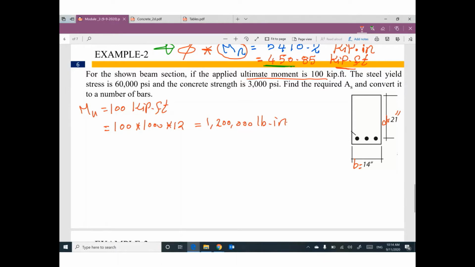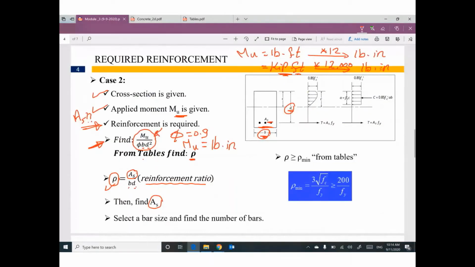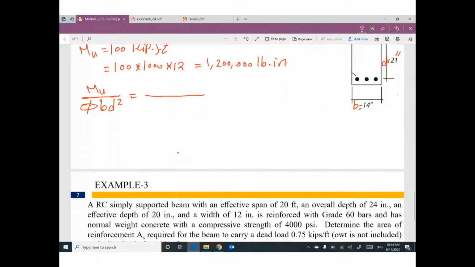Second step, we need to figure out this value, M ultimate divide phi B D square. If you go back, we need to figure out this value, M ultimate divide phi B D square. Phi equal 0.9. So M ultimate in pound inch is 1,200,000. Phi 0.9. B for this cross section is 14 inch. D for this cross section is 21 inch. So 21 square.